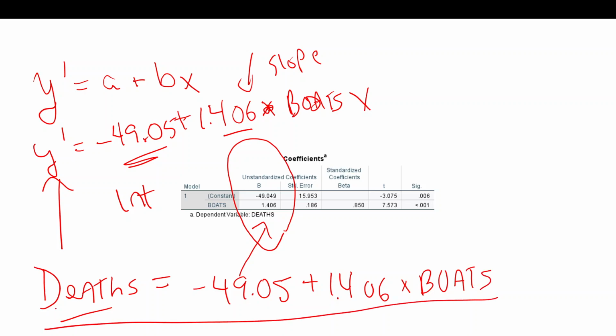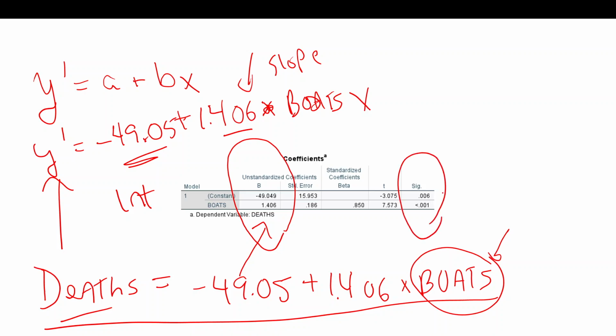That's deaths equals negative 49.05 plus 14.06 times boats. Now we can stick in anything we want for boats, and it would give us a prediction of how many people are going to die, which is depressing, but, you know. Anyways, so those are your actual model things.